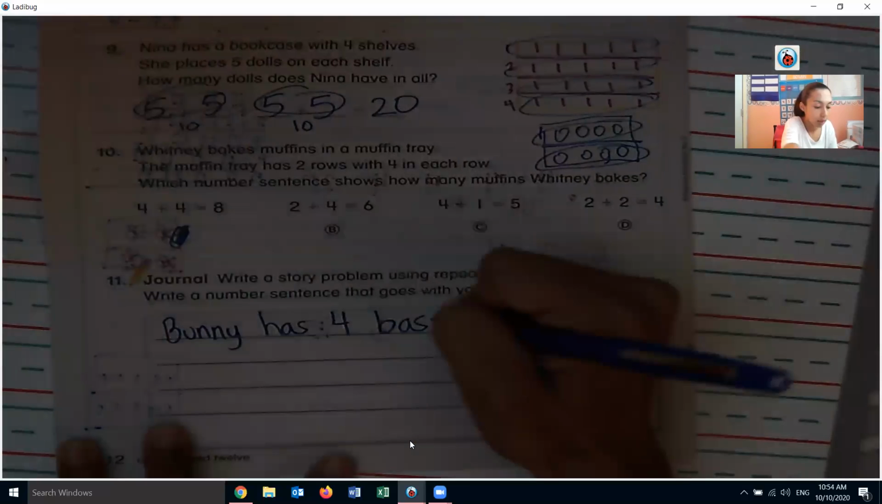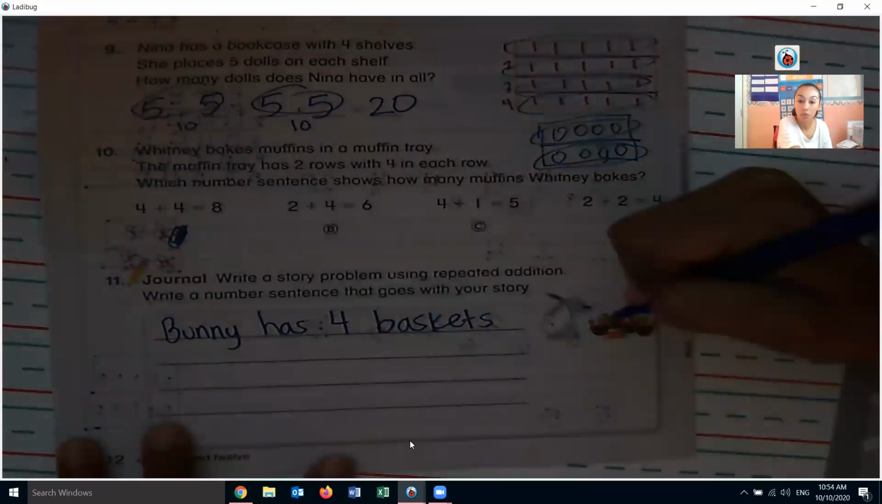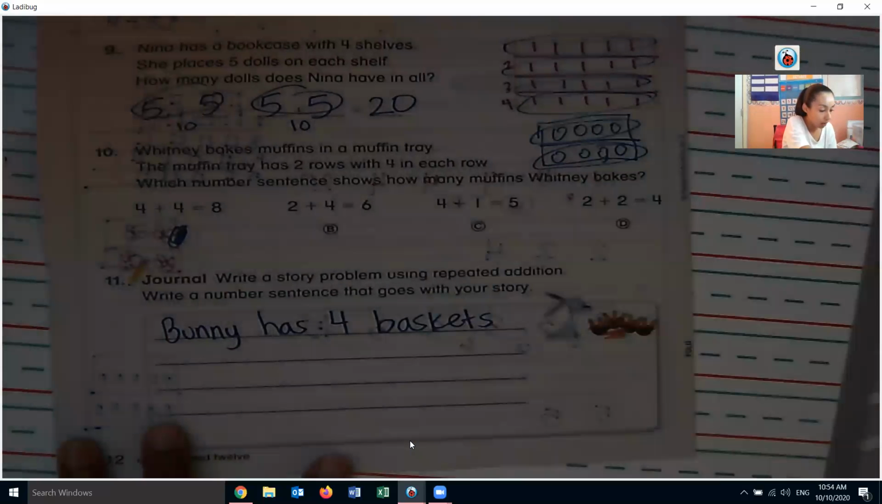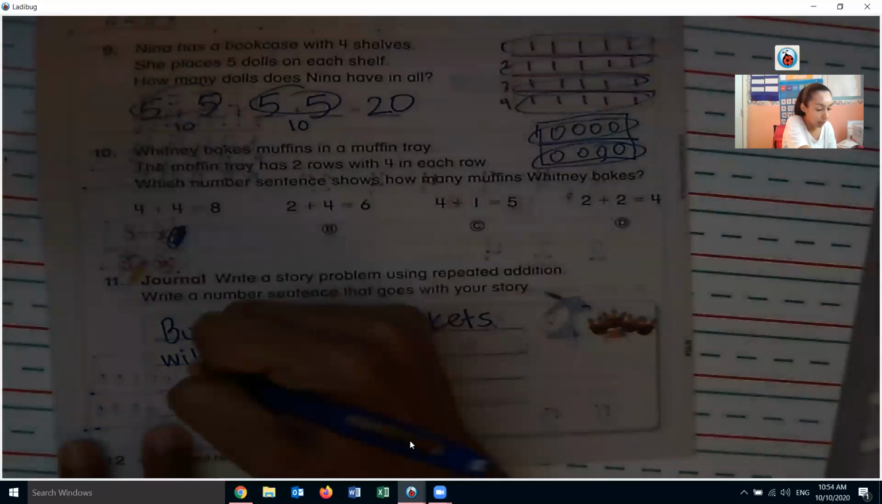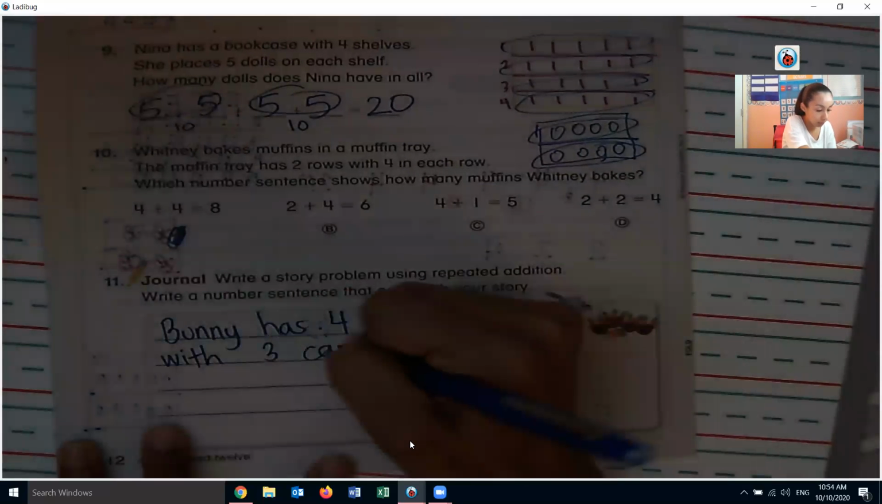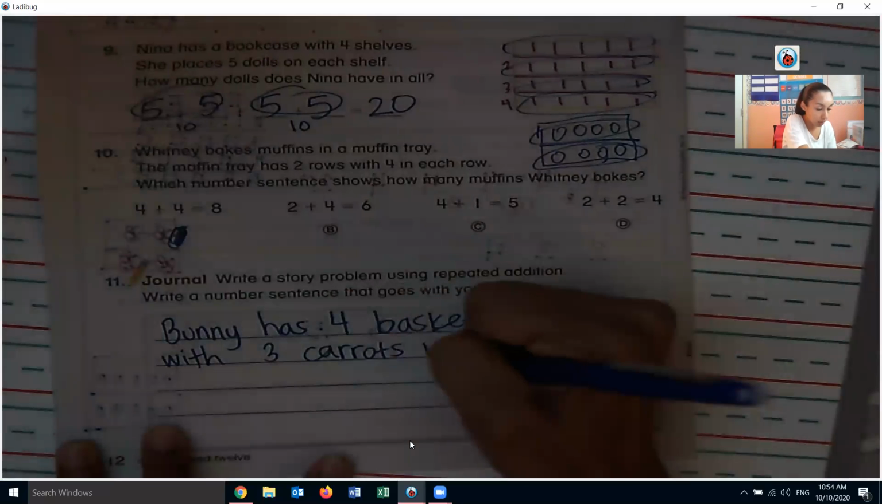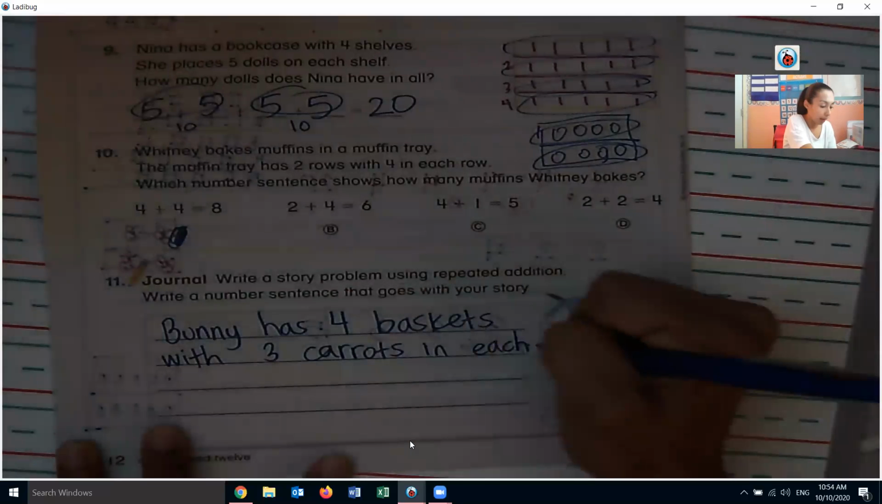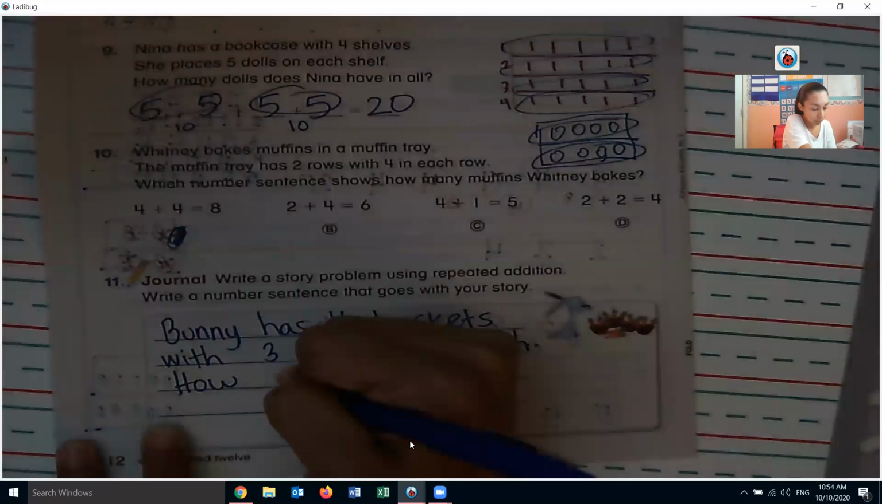Bunny has 4 baskets, and he has 3 carrots in each basket. How many in all?